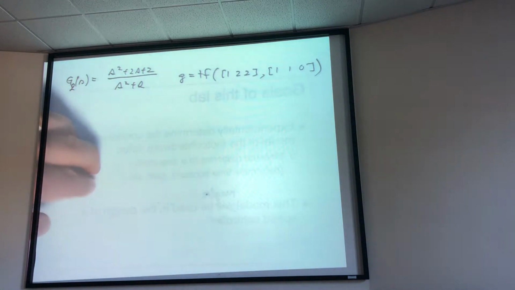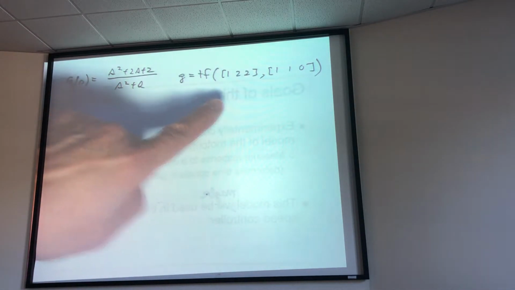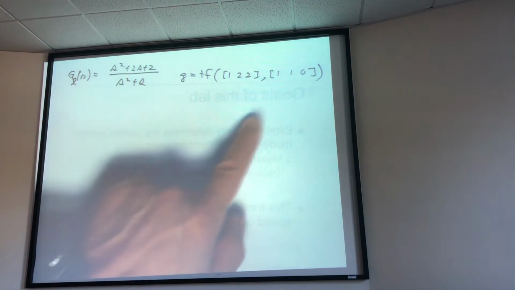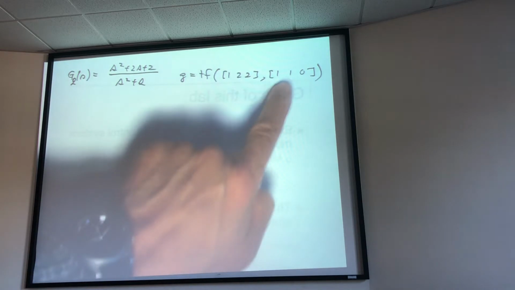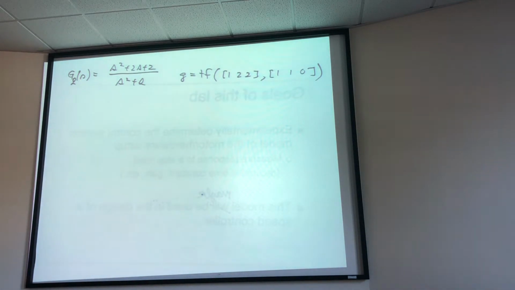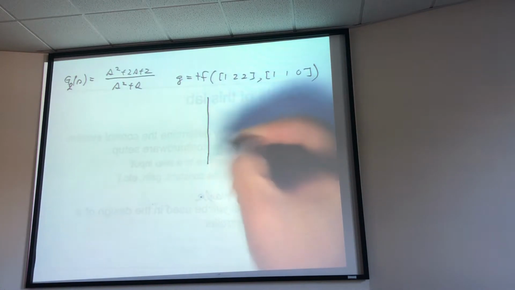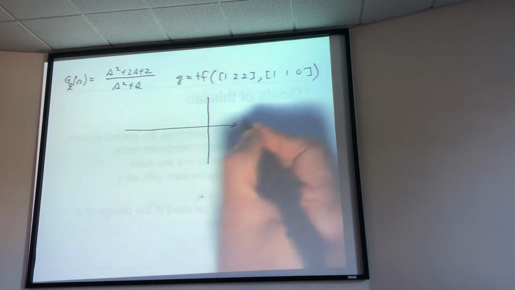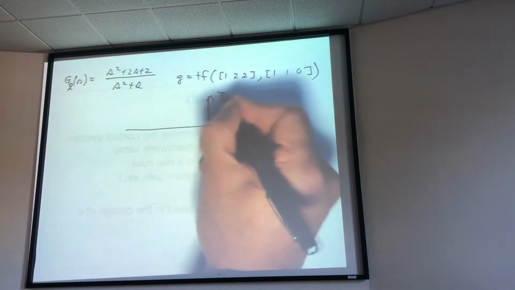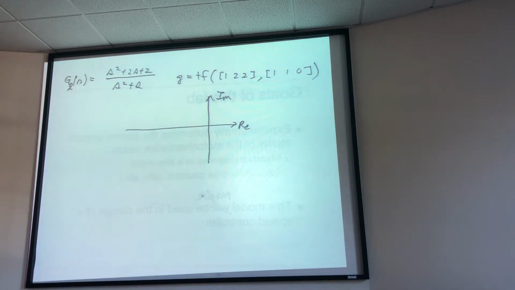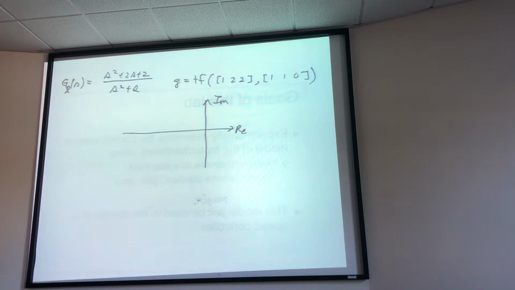And so you would describe it in MATLAB this way. The numerator has coefficients 1, 2, and 2, and the denominator has coefficients 1, 1, and 0. Do rlocus. And let me sketch the picture again. Label things real and imaginary. This is the S-plane. Let's sketch in the process poles and zeros.